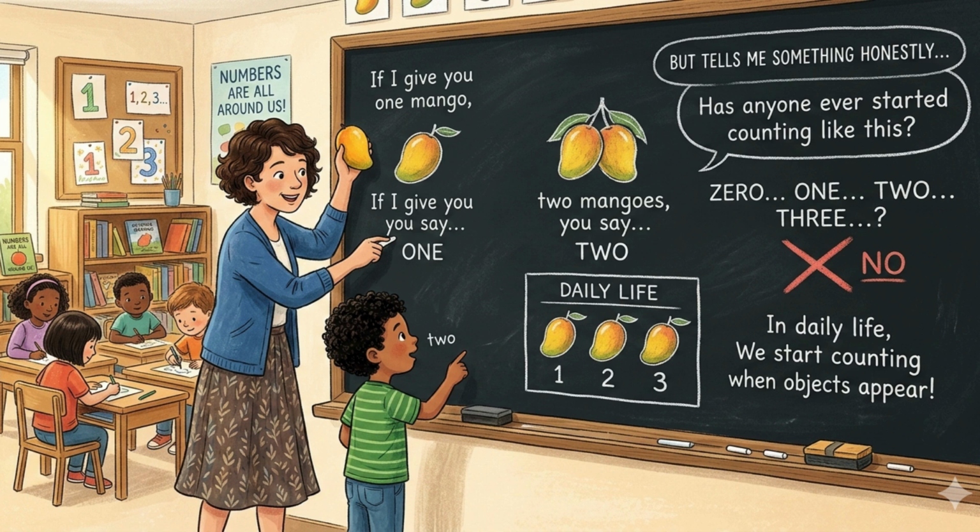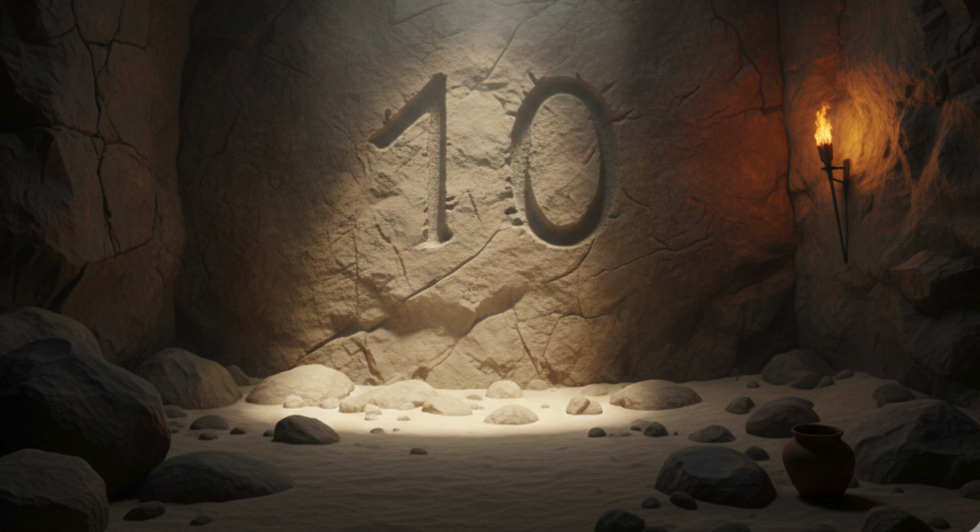Now let me ask you a slightly tricky question. Is 10 a natural number? Of course it is. But look carefully. The number 10 contains a 0. Then why do we say 0 is not included in natural numbers? Makes sense, right? To understand this, we need to travel back in time.